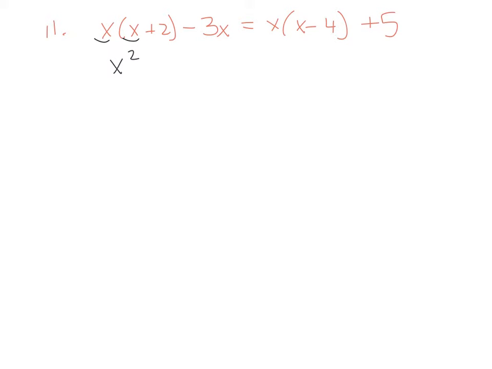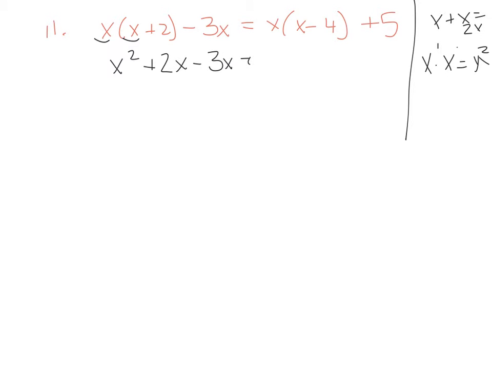So again, you have to be really careful that you know when you're multiplying or when you're adding. I'm doing x times x, which means I'm adding the exponents, getting x squared. If I was doing x plus x, then I would have 2x. So you're always going to stop yourself and think, am I multiplying or am I adding or subtracting? So that's x squared + 2x - 3x. Now I'm going to distribute on the right-hand side. Equals x squared - 4x + 5.